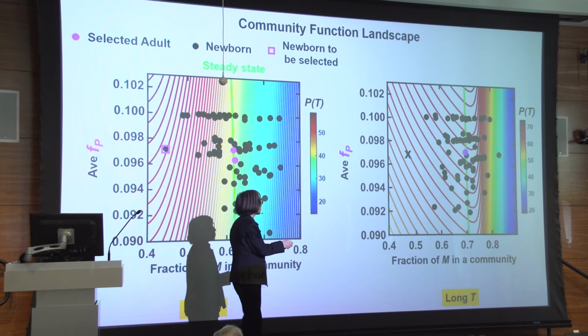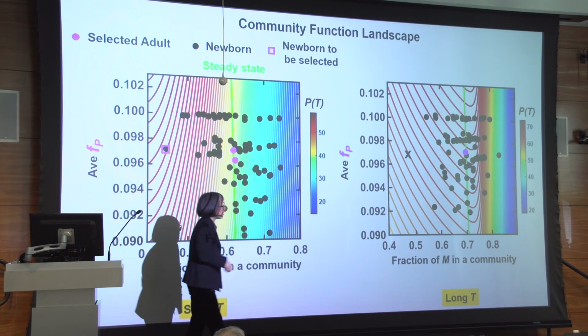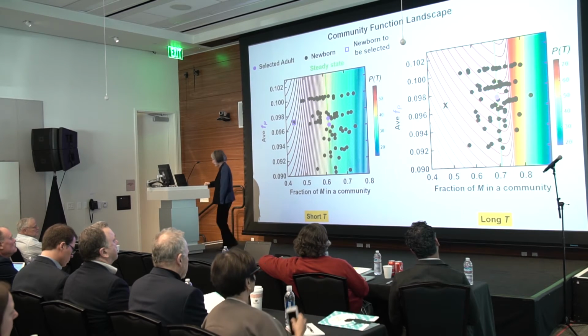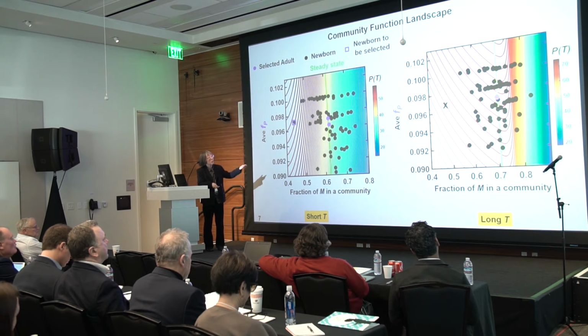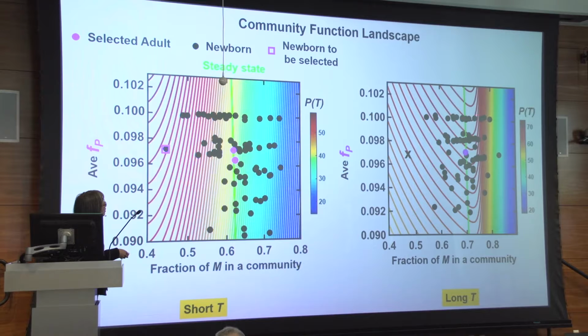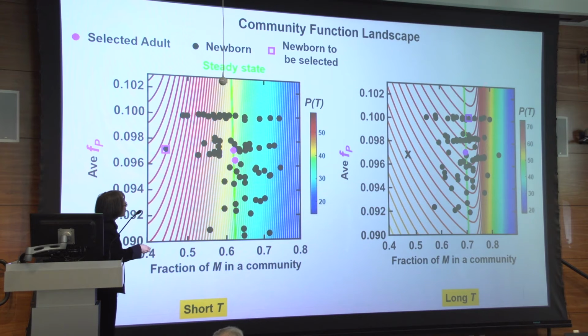We have this steady state line cutting across these landscape lines. And this community selected to give birth to newborns would have this cloud of newborns. And from here, we will select this one, right? This one would have the highest community function.